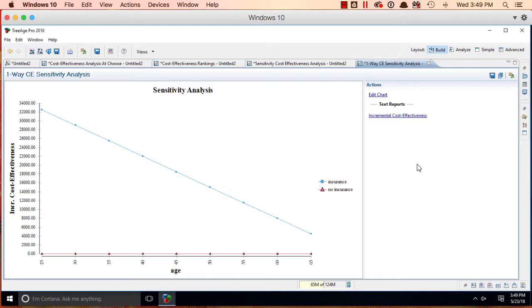So when you're older, maybe you do pay a little more for health insurance, but you're paying less per quality adjusted life year because insurance is more valuable. When you're older, you're sicker, you need more insurance, you get more bang for your buck, you get more value out of your insurance at older ages. So as you age, insurance becomes more cost effective compared to no insurance, as seen by those decreasing ICERs. But insurance is always cost effective for ages 25 to 65 in this model because the ICER is always under $50,000.